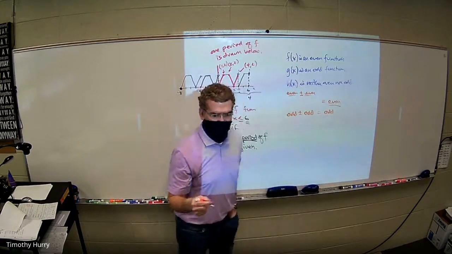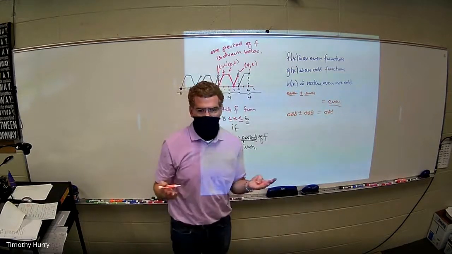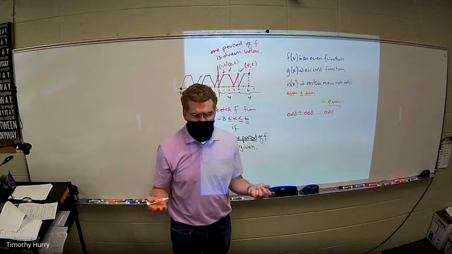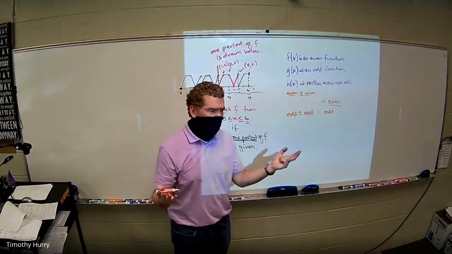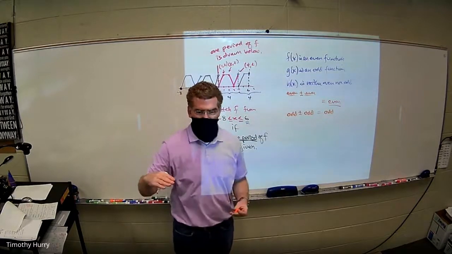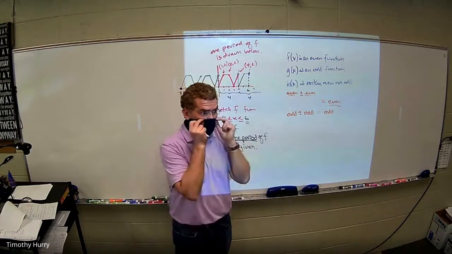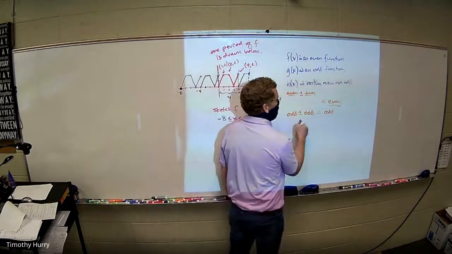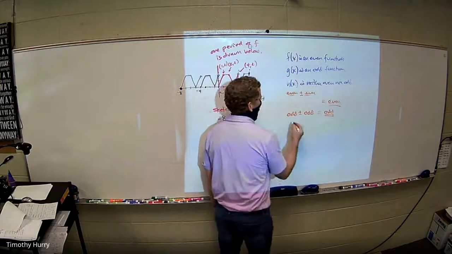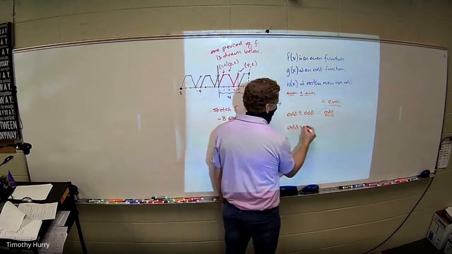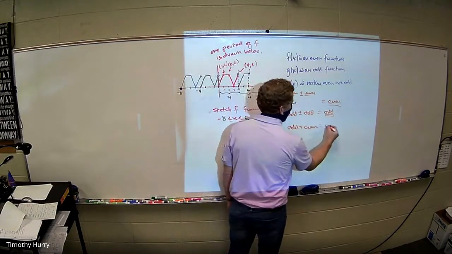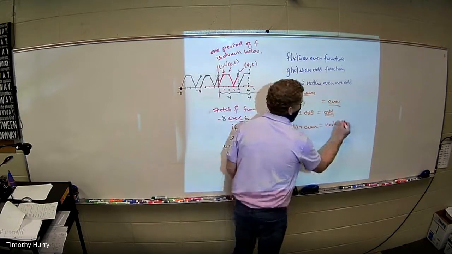With the exception is if you subtract an odd from itself, what happens? You get 0, and 0 would be even, because y equals 0 is a horizontal line. But if the odds are different, that's true for addition, subtraction. And if I ever have an odd added to an even, then it's neither even nor odd.